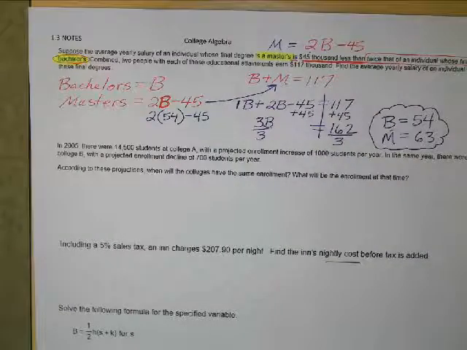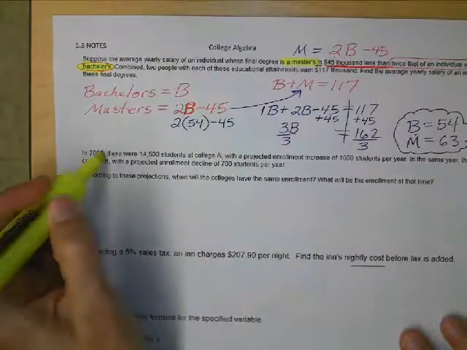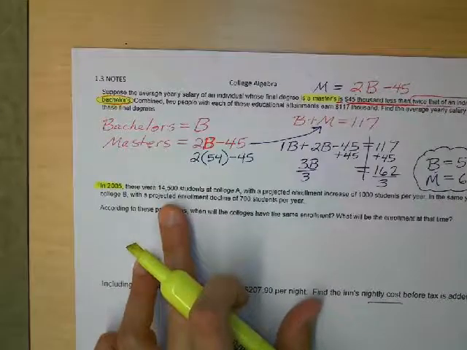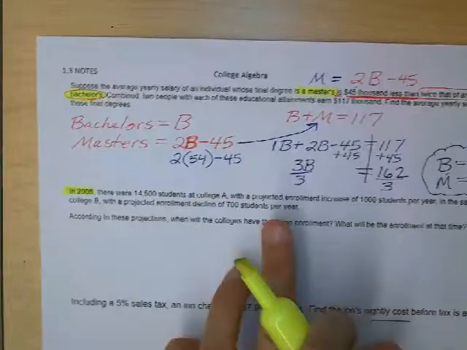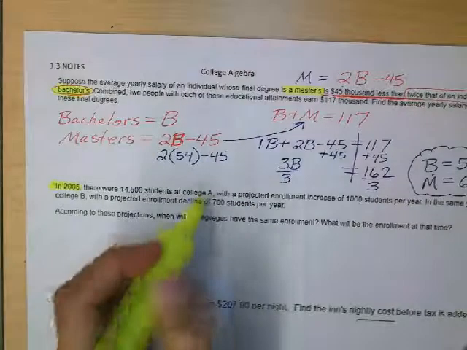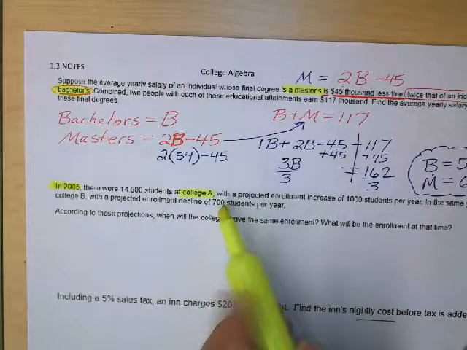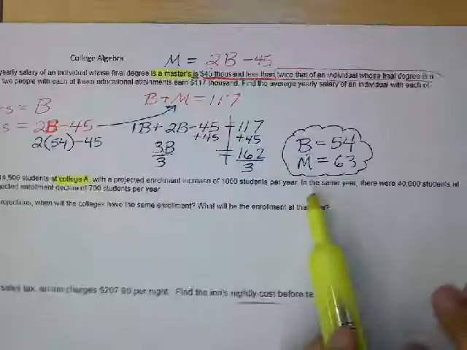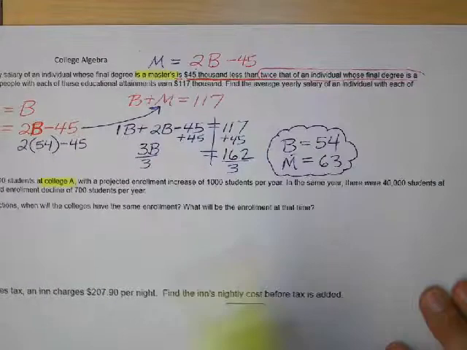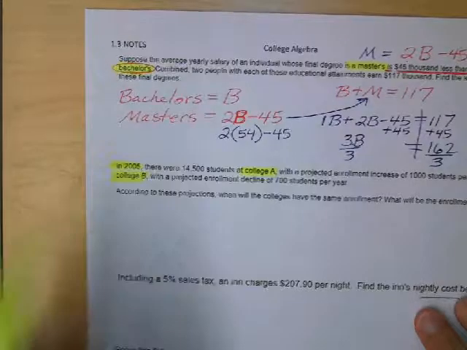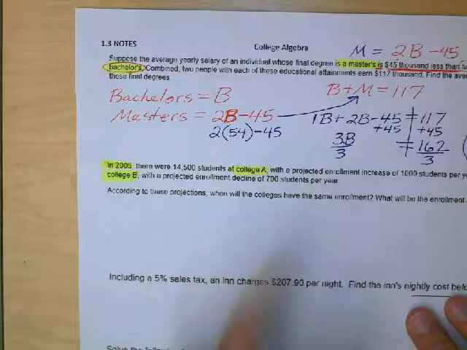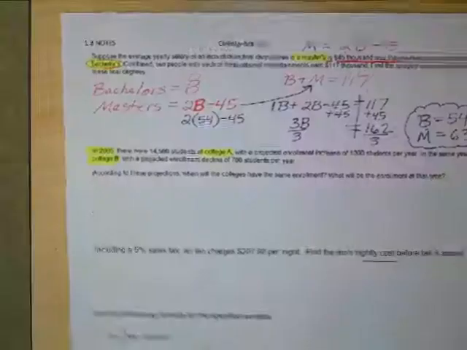Here's another example, something kind of similar to what you're going to see on your assignment. So in 2005, there were 14,500 students at College A. They talk about College A, and they have a projected enrollment increase of 1,000 students per year. And then you keep reading, in the same year, there were 40,000 students at College B. And they have a projected enrollment decline of 700 per year. So we need to make equations for this again.